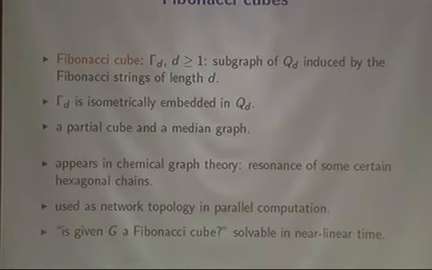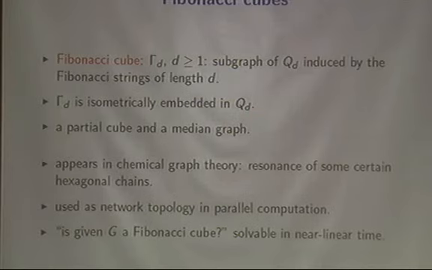Okay, so let me go back. What I was saying is that the Fibonacci cube of dimension d is isometrically embedded, so the distances are the same. And actually it has a stronger property, which is that it is a median graph. I guess it doesn't matter here what a median graph is. Does anyone know what a median graph is? No. So it doesn't matter.